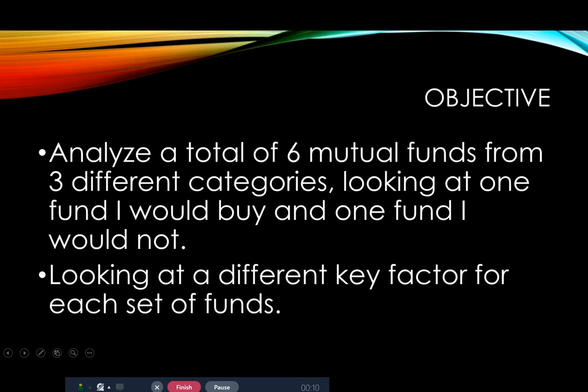Our objective for this analysis is to analyze a total of 6 mutual funds from 3 different categories, looking at a fund I would buy and a fund I would not from each category, looking at different key factors for each set of funds. Now, it's not necessarily meaning that I wouldn't buy the fund I'm comparing to. My main focus in this presentation is to show you the difference in some key factors that we're going to look at on each fund, what I would look at to buy. So we're going to see funds that may be similar, but there's going to be one key difference between them that is going to show why I would not buy that fund.